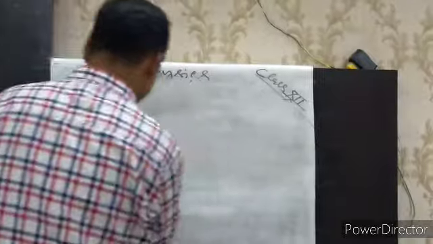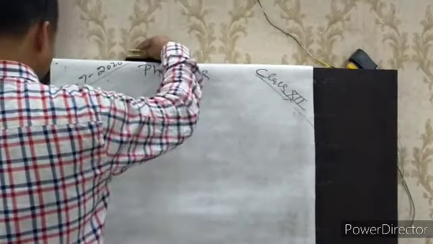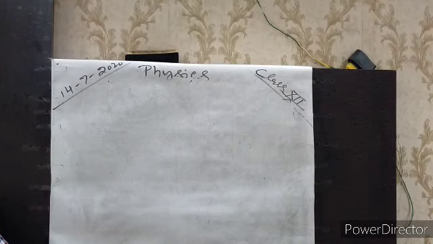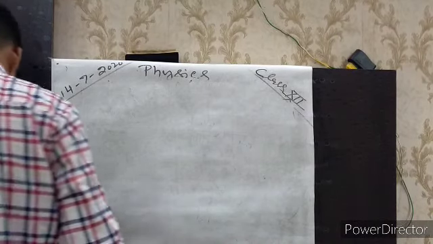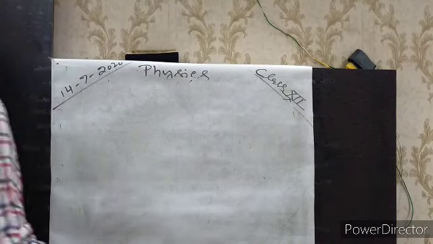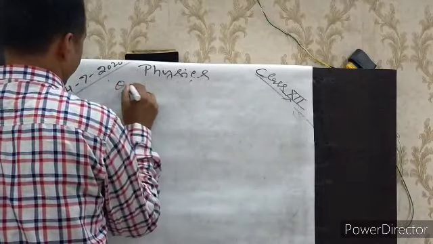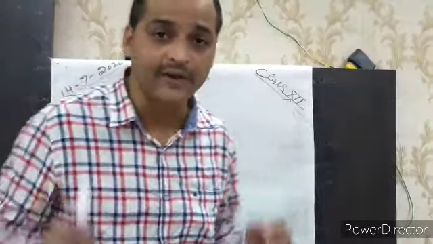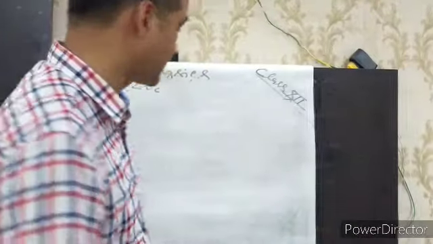Now we are taking case 2. What is case 2? In case 2, theta is less than theta c. Theta is less than theta c. Means what? The angle of inclination is less than the angle of repose. The angle of inclination is less than the angle of repose.